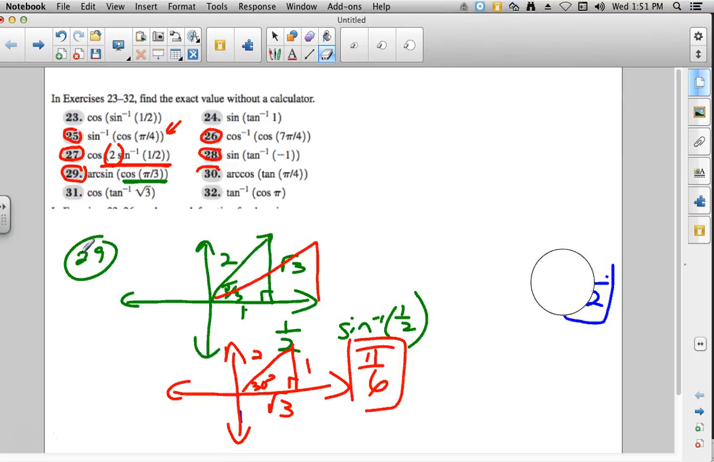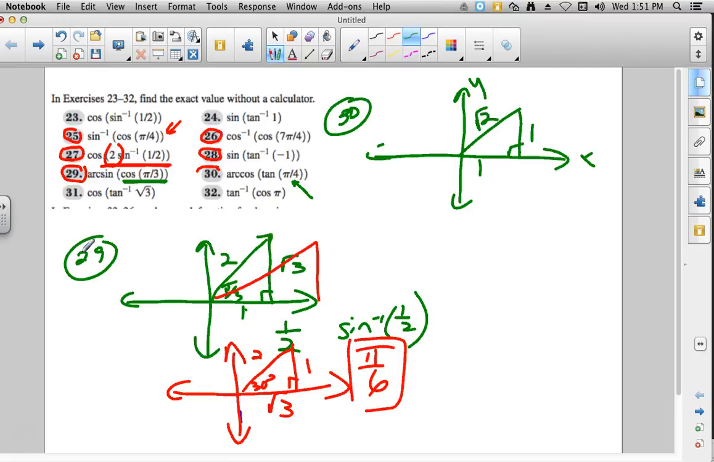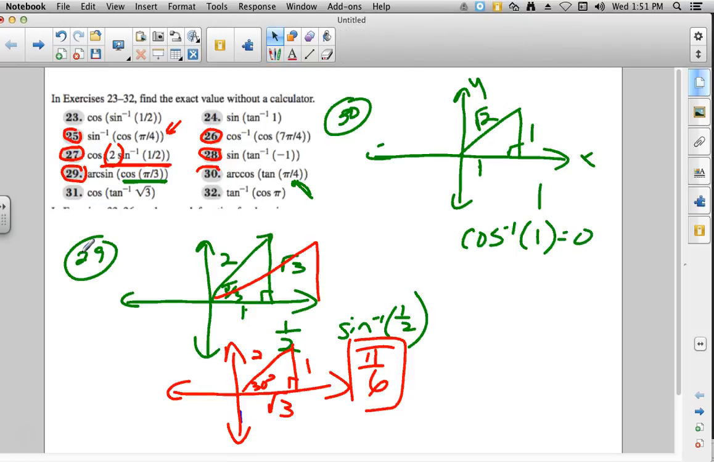Number 30. 30 starts with, in the parentheses, tangent of pi over 4. And that, of course, is our 45-degree angle. And it looks like so. So with 30, the tangent of pi over 4 will be opposite over adjacent, and that will be a 1. So they're really asking us for the inverse cosine of 1. So we think, okay, cosine.